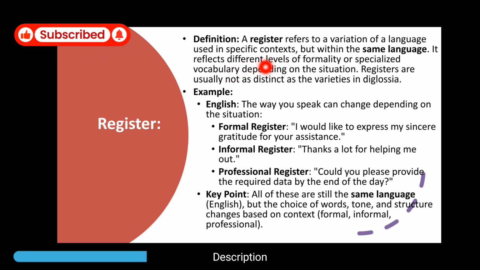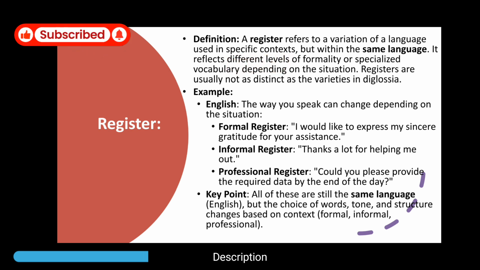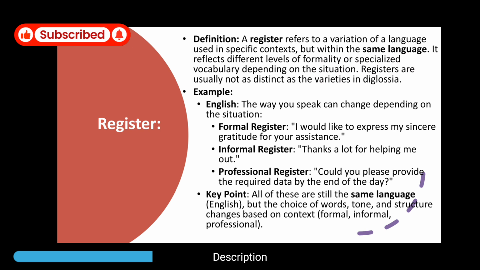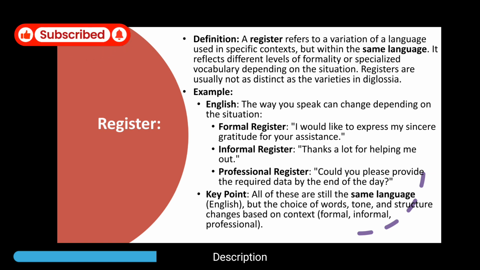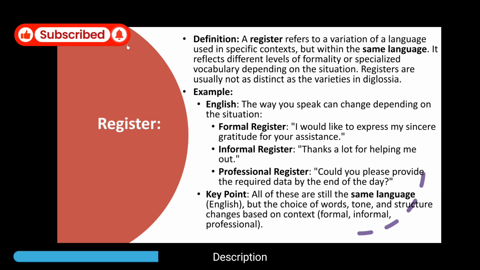But in diglossia we can't say that it is used in a specific context; rather, it is used in a formal setting and an informal setting, but within the same language. So register is variation in the same language, and diglossia is variation in the same language, but one is a societal phenomenon. Diglossia is a societal phenomenon, and register is a situational phenomenon. Fine.